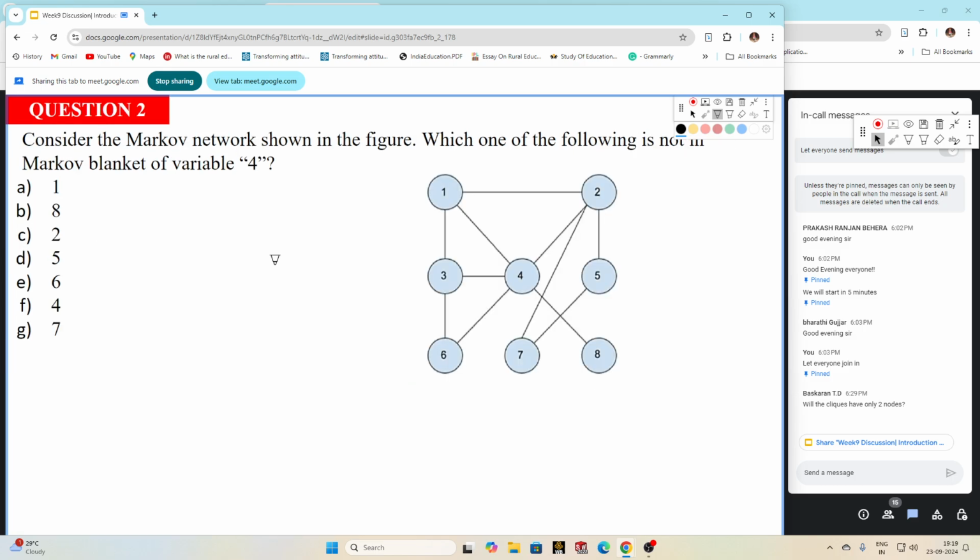So here consider the Markov network shown in the figure. Which of the following is not a Markov blanket of 4? Markov blanket means all the neighbors. A Markov blanket consists of all the neighbors of the variable. So which of the following nodes is not a Markov blanket of 4? Any guesses for this?